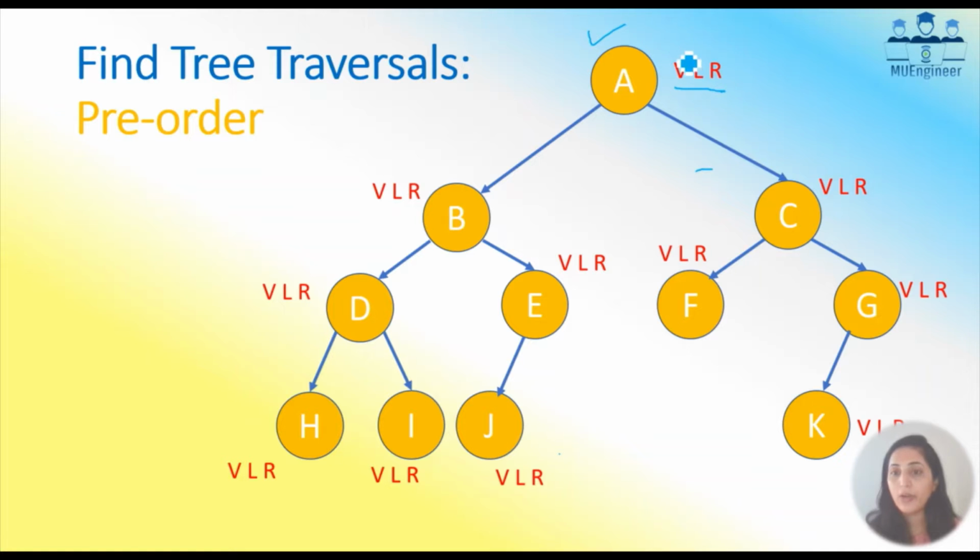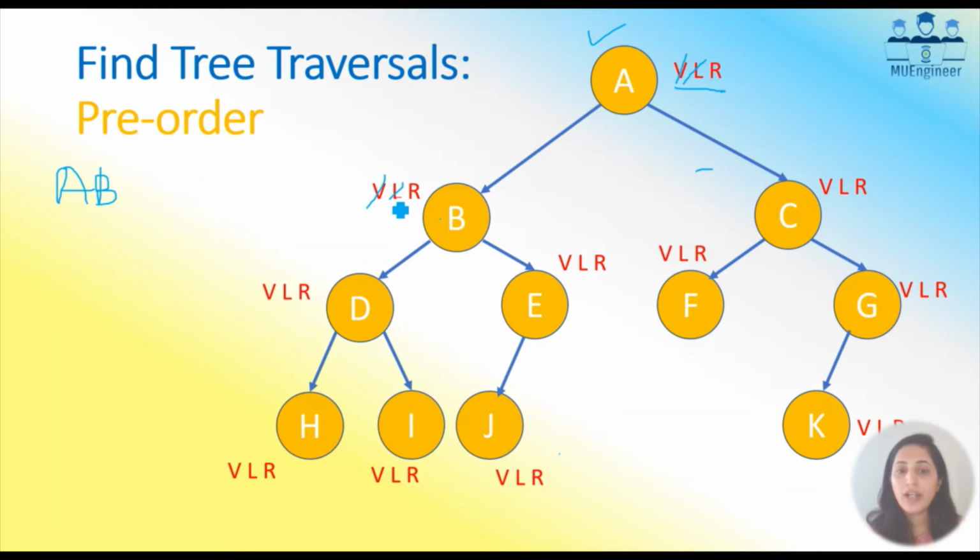VLR. So I'll go to the V, that is, visit node A. Whenever V comes, I have to read that node. So I'm reading A. Then it says go to L. So I'm cutting down the L line and I'm going to the left child. The left child is B. At B, I have to first visit the node. That's why I write B.